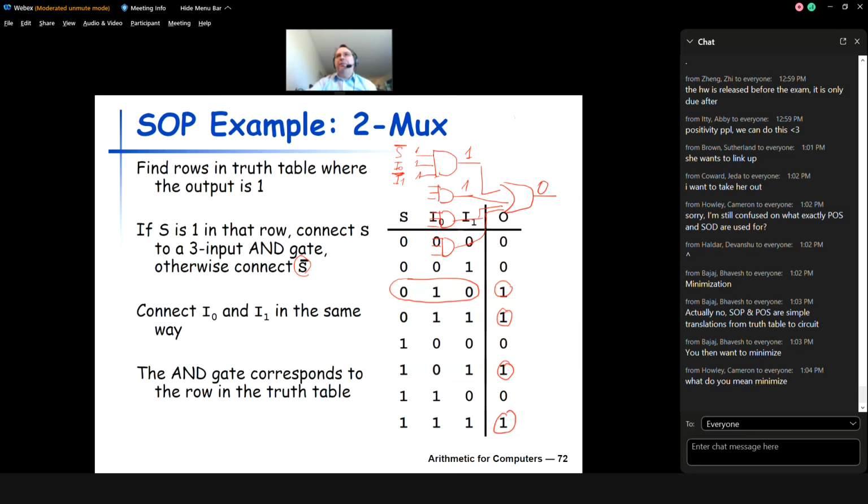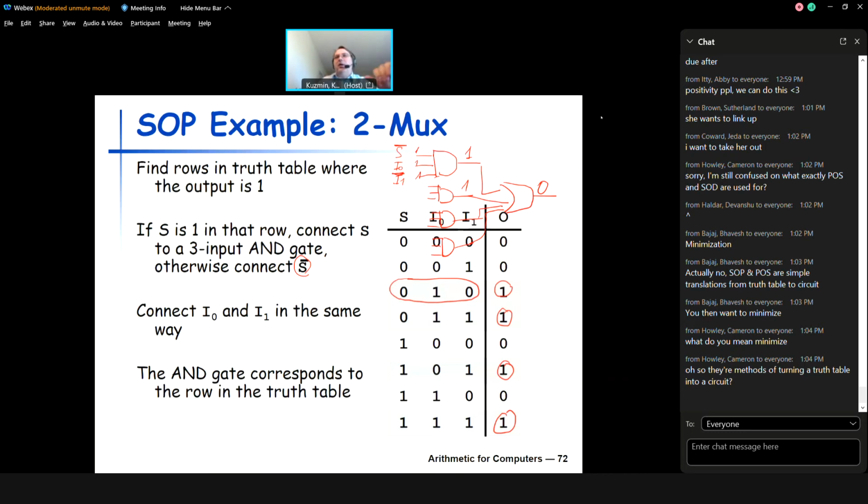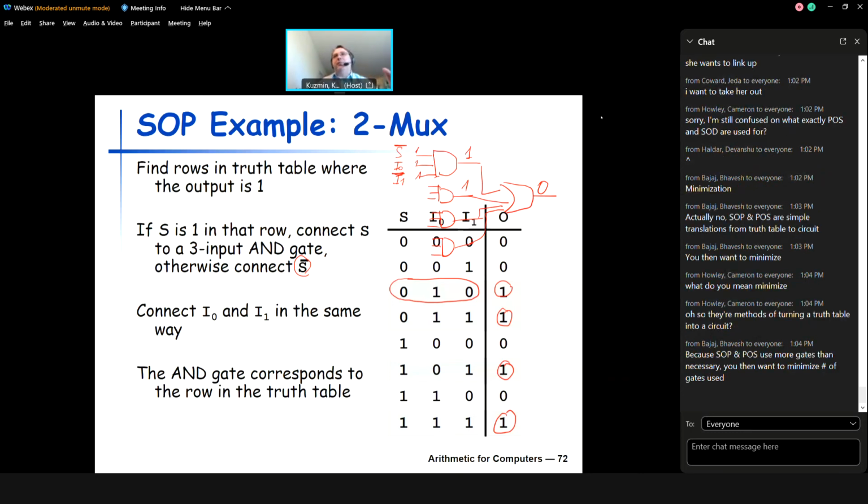Okay, so POS and SOP are just methods that allow you to mechanically follow a procedure without really thinking much. You don't have to think a lot to implement any Boolean function that has a truth table, right? If you have a truth table, you can just apply this mechanically and get an implementation. This implementation is not guaranteed to be minimal. It is not guaranteed to have a minimal number of gates, but this procedure is simple. Minimization is the next step, which we are getting into.